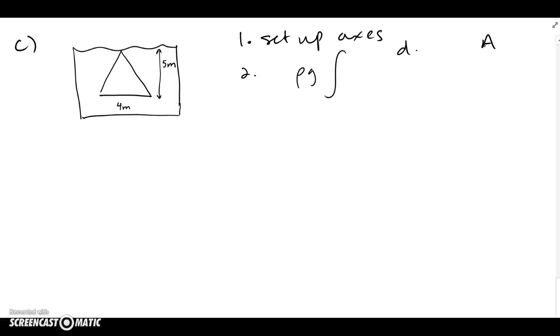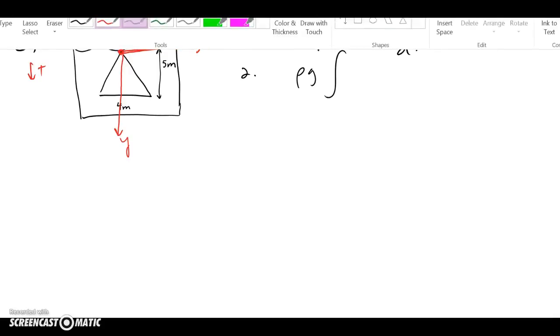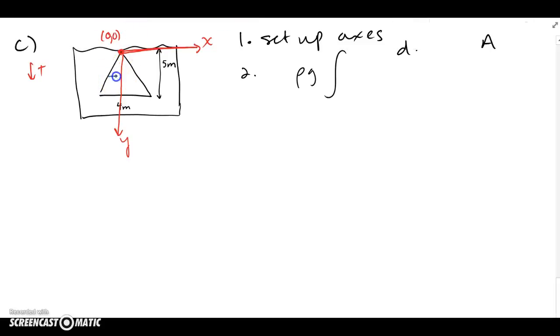Again, due to the symmetry of this region, I'm going to put my axes right through the middle at the surface of the water. So there's my origin. This is an X and this is a Y, and again, the downwards direction is positive. I'm going to look at one slice and see how I can fill in the pieces of my integral.